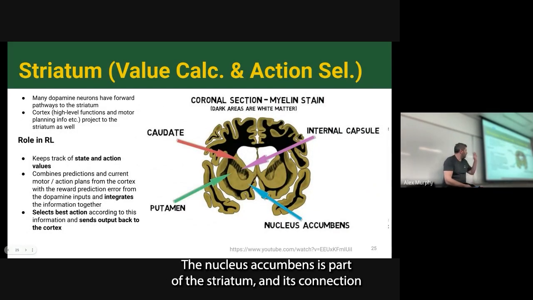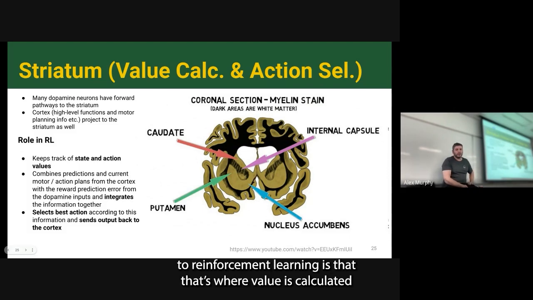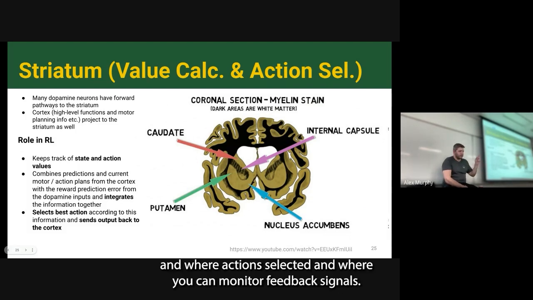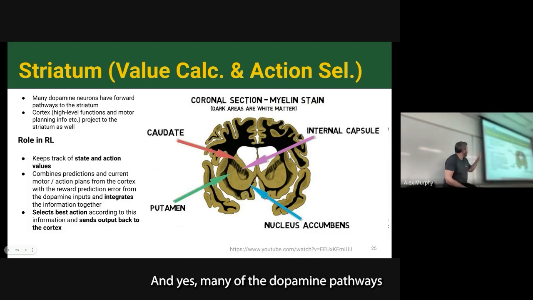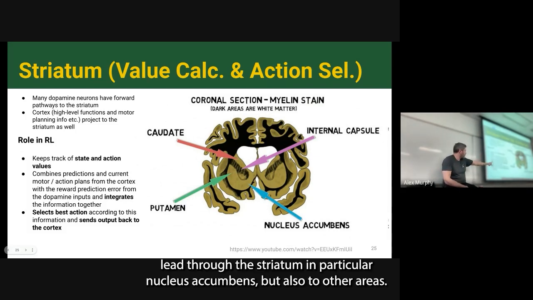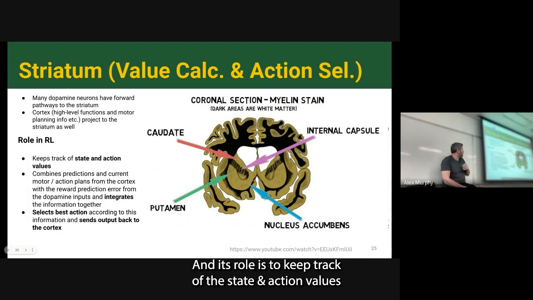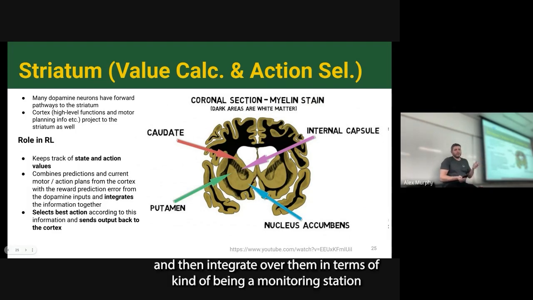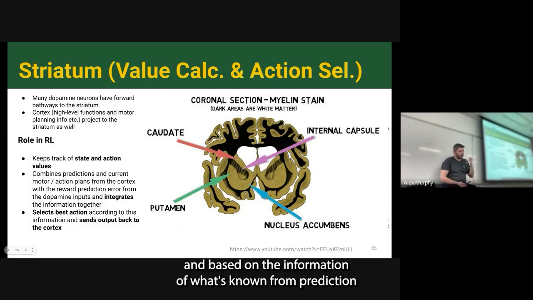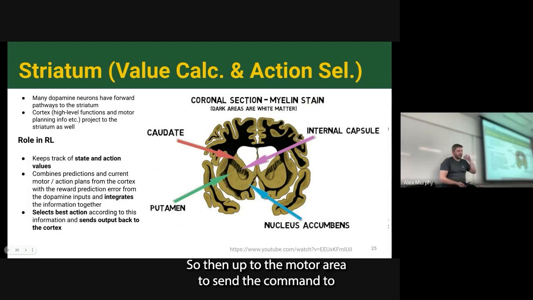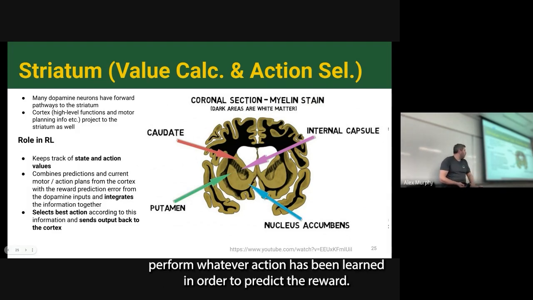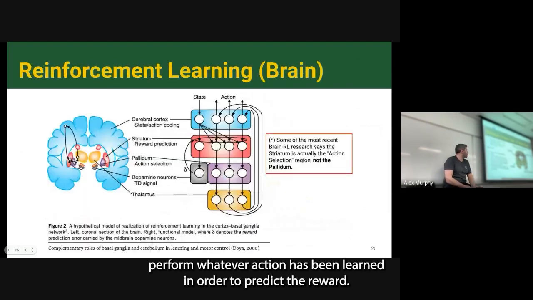The Nucleus Accumbens is part of the striatum, and its connection to reinforcement learning is that this is where value is calculated and actions are selected, and where you can monitor feedback signals for whether you should take different actions for different rewards. Many of the dopamine pathways lead through the striatum, particularly the Nucleus Accumbens, but also to other areas. Its role is to keep track of the state and action values and integrate over them, being a kind of monitoring station. Based on what's known from prediction and expected error signals, we then select the best action and send it back to the cortex, up to the motor area, to send the command to perform whatever action has been learned in order to predict the reward.